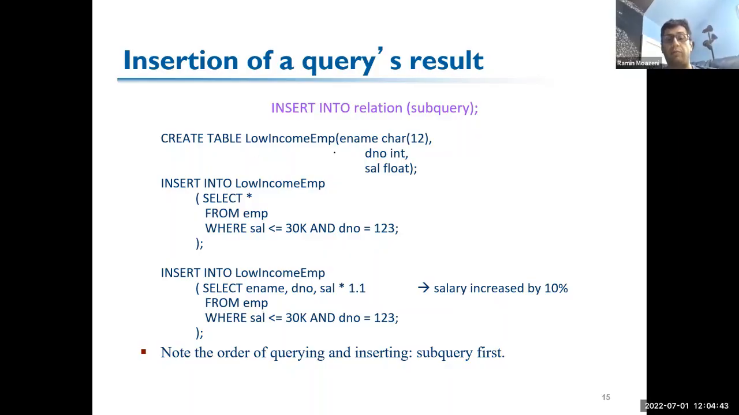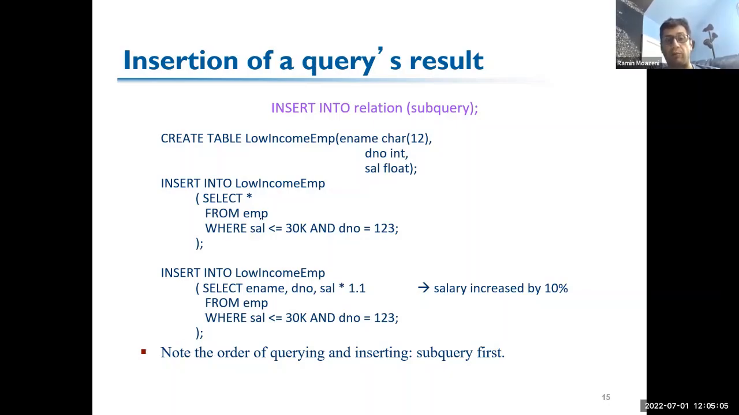Create table low income employee. I'm creating a table. You have e-name, which is char 12, department number, which is of type int, and then salary, which is of type float. So I'm creating this table with 3 attributes: e-name, DNO, sal. And then I'm inserting into this particular table, but look, I have an embedded query. I have a subquery here.